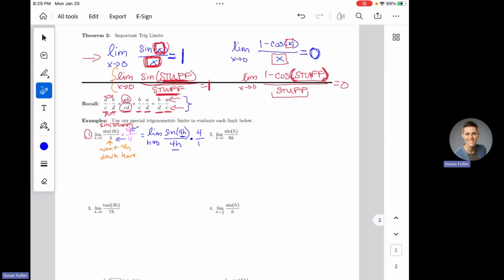And I can do this because I can rearrange. If I multiply across up here, I get 4 times the sine of 4h over 4h. And if I multiply across up here, I get 4 times the sine of 4h all over 4h. These are both the same. I'm just reorganizing.